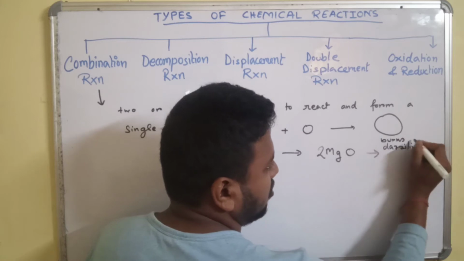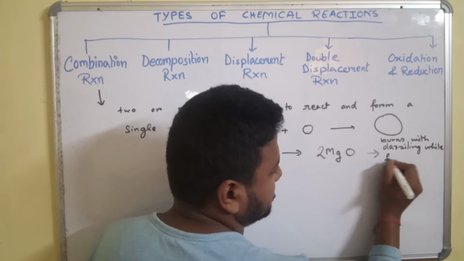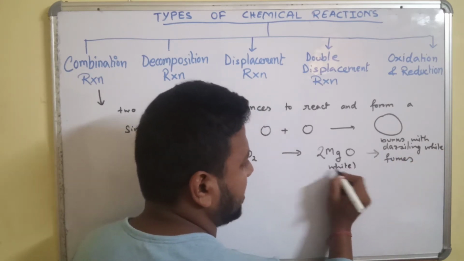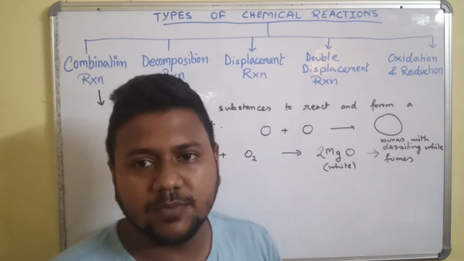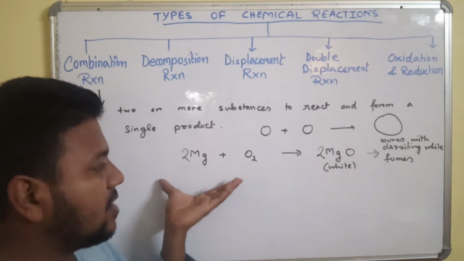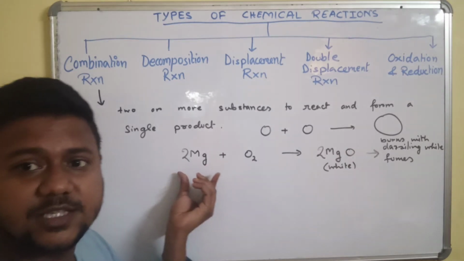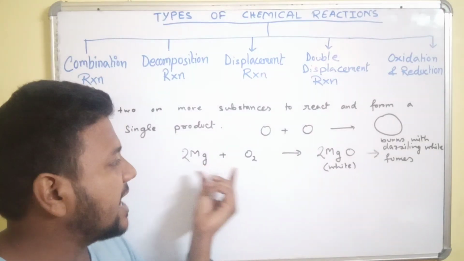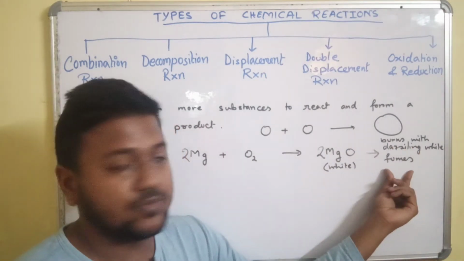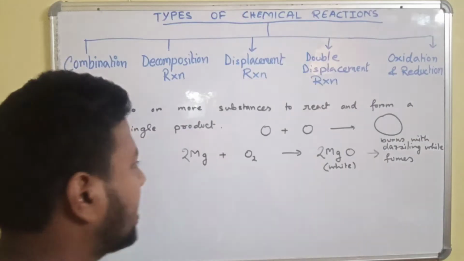It burns with dazzling white fumes. This is white in color. When we are going through all the reactions, we must know that the reactions are discussed very clearly. So here what we have learned: in a combination reaction, magnesium is a metal that reacts with oxygen with a dazzling white fume, resulting in the formation of magnesium oxide. Now let us go to the next.